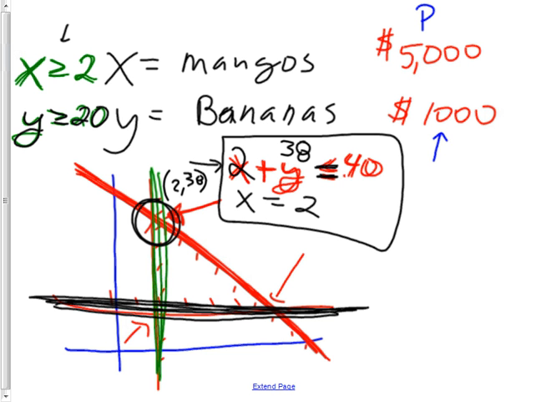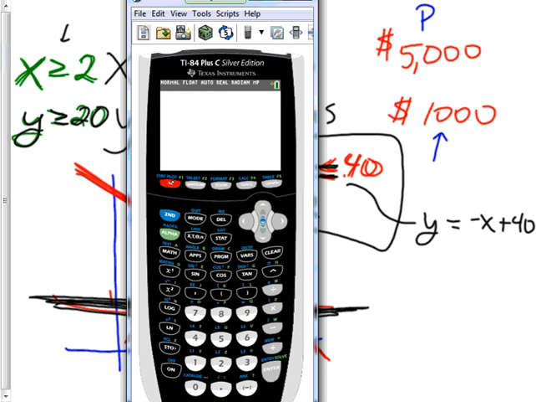I know some people like to use the calculator. Let me show you how you could use the calculator on this one. You'd need to solve this for Y, and you'd have Y is equal to negative X plus 40. Everybody, please put that in your calculator. Negative, make sure you use the negative key, not the minus key. X plus 40. And delete off the last couple things I didn't need there. Okay. Arrow down, clear that equation out.